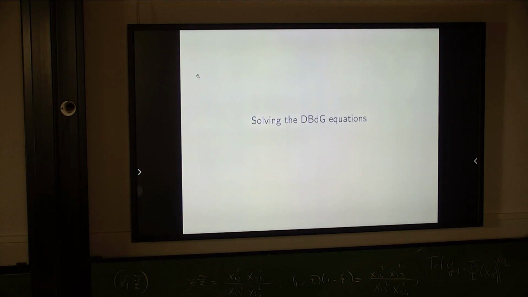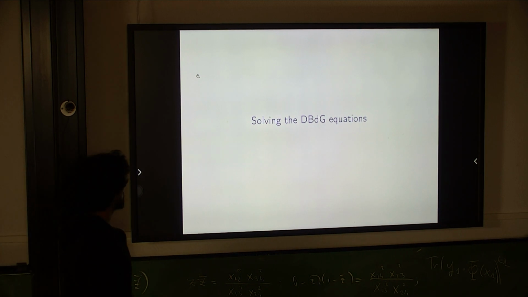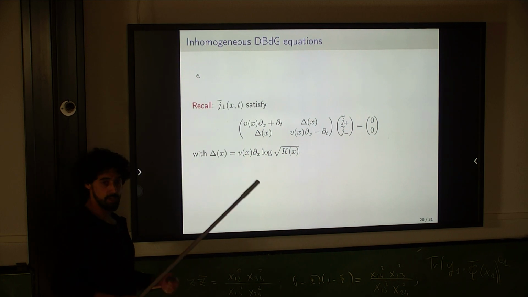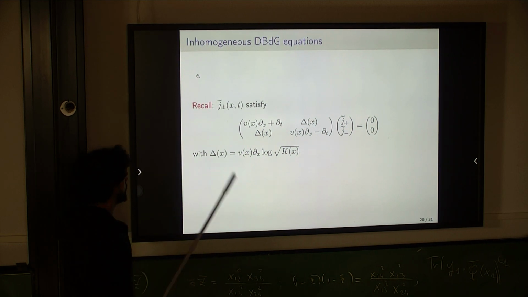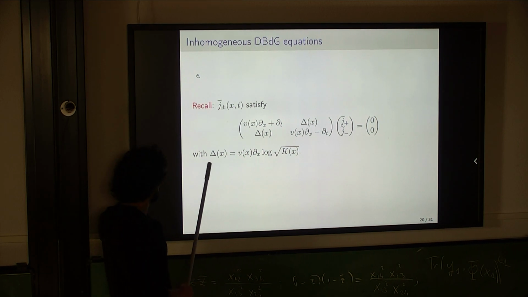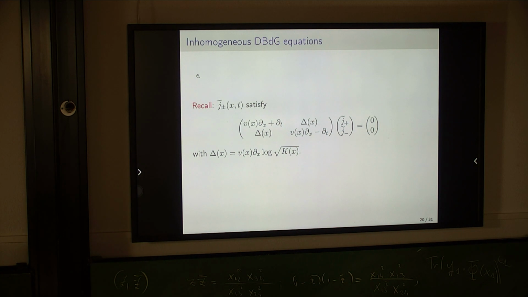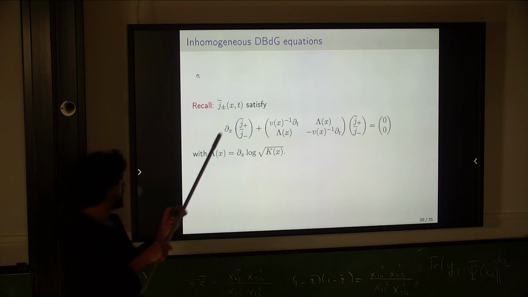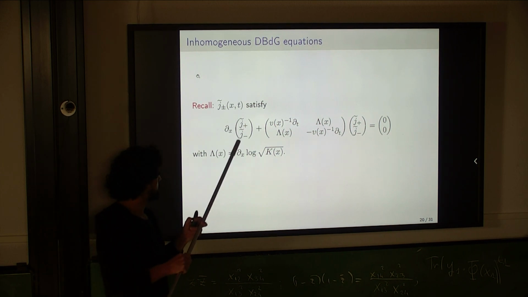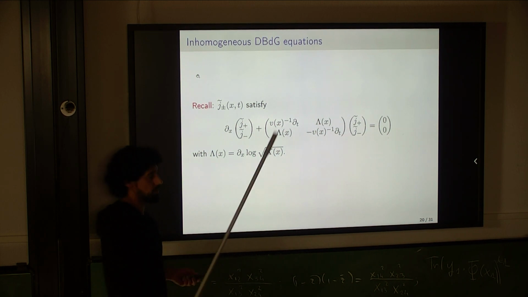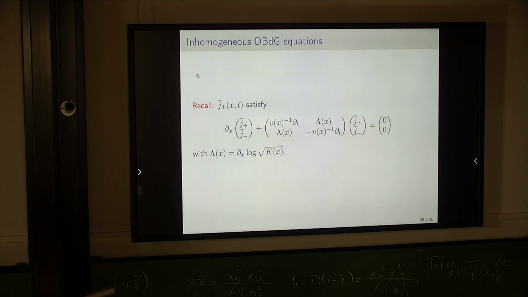So now, solving these equations. If you recall, you had these currents, J plus and J minus, with tilde, and they satisfy these coupled equations, coupled via this gap or effective gap. One thing you can do is reshuffle the terms a bit, so you can write it as dx acting on the vector (J plus, J minus), and then you have some matrix with the time derivative, and a constant vector, equal to zero.